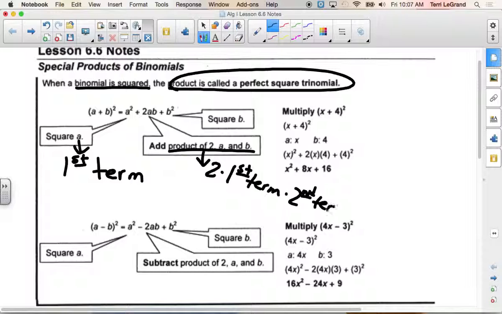Each binomial has two terms in it, and they just happen to be exactly the same, don't they? They both start with the same term, they both end with the same term. So to get the middle term of our answer, all we have to do is take 2 times the first term times the second term, and then our last step is to square B, which we just said is the second term.